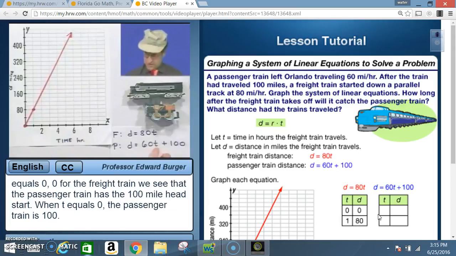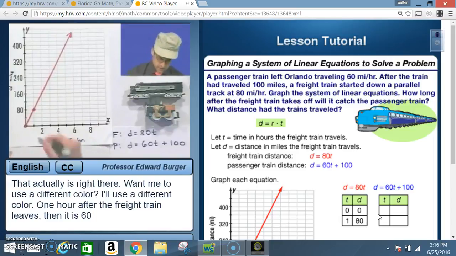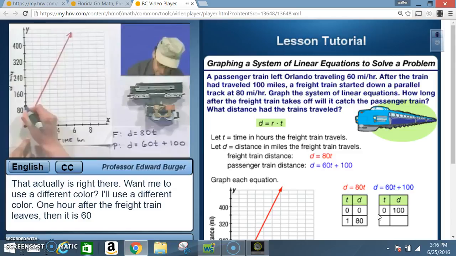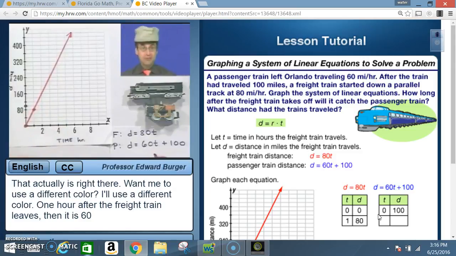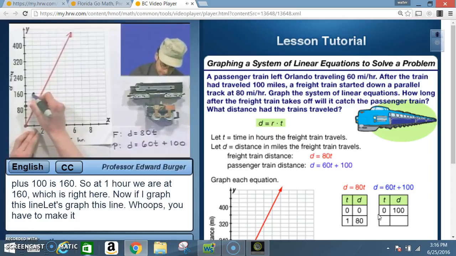So when t equals 0 for the freight train, we actually see the passenger train has that 100-mile head start. So when t equals 0, actually, the passenger train is at 100. Now let's look at the units here. This is 80, so half of 80 is 40, and half of 40 is 20. So to go 100, it has to go 80 and then an extra 20. So it's right here. Let me use a different color. And then 1 hour after the freight train leaves, it's 60 plus 100, which is 160. So at 1 hour, we're at 160, which is right here.